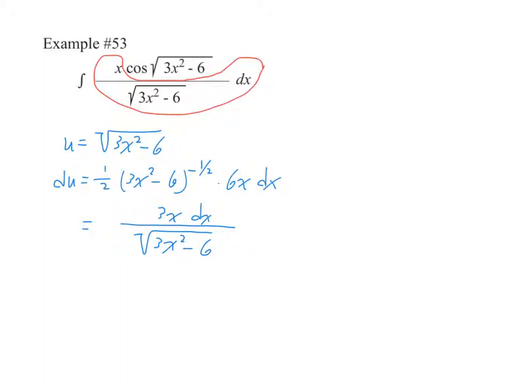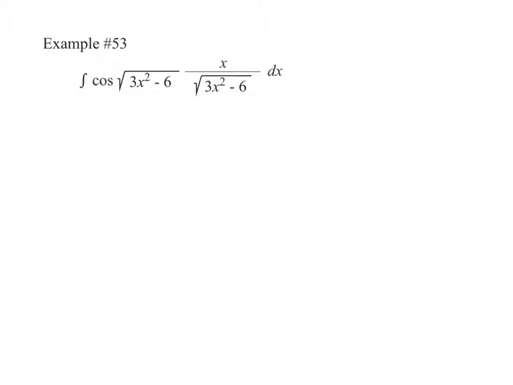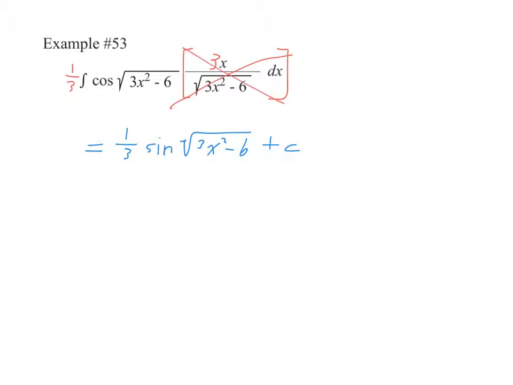The only thing that's missing is that 3. So I'm going to have to put that 3 in there. So let me go ahead and rewrite it here. Put 3 where it's supposed to go and a 1/3 in front. All of this, according to our work, was du. So all of it goes away. The memorized trig derivative, or trig integral for cosine is sine. So this is 1/3 the sine of u, the square root of 3x squared minus 6, plus c. What looked like this terrible problem actually turned out to be a lot of things that just went away.